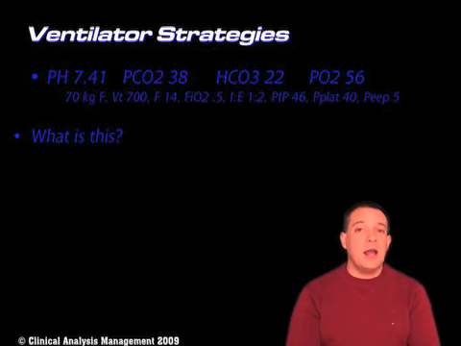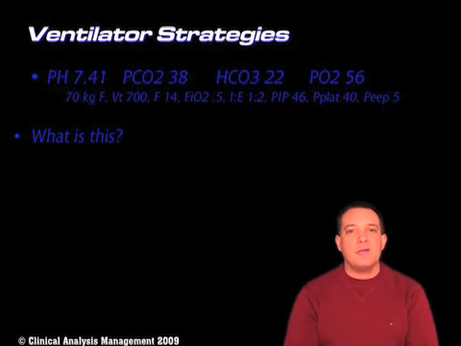This patient does not have a metabolic abnormality or a CO2 abnormality, but what is concerning on this blood gas is the patient's PO2. That patient has a PO2 of 56, and as a general rule in critical care, we usually don't want the PO2 to ever be less than 60. 60 is kind of like our magic number. We don't ever want the PO2 to be less than 60.